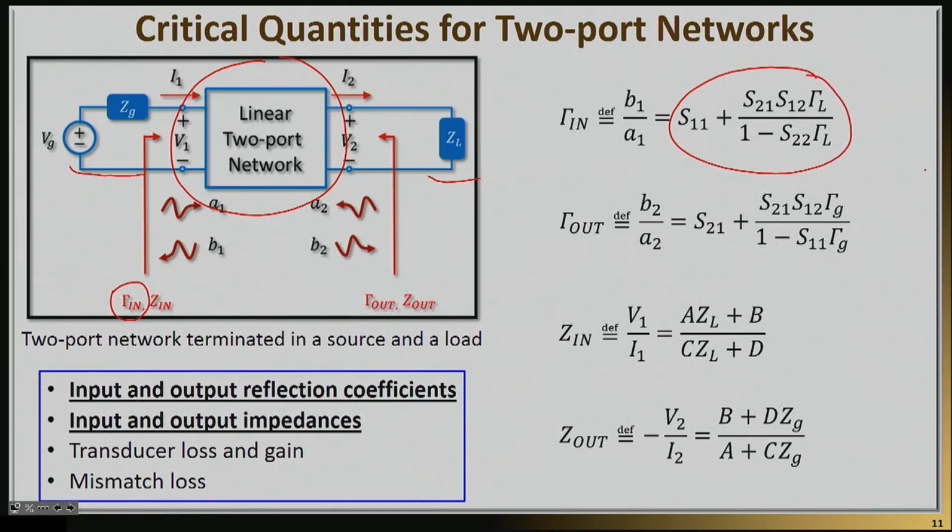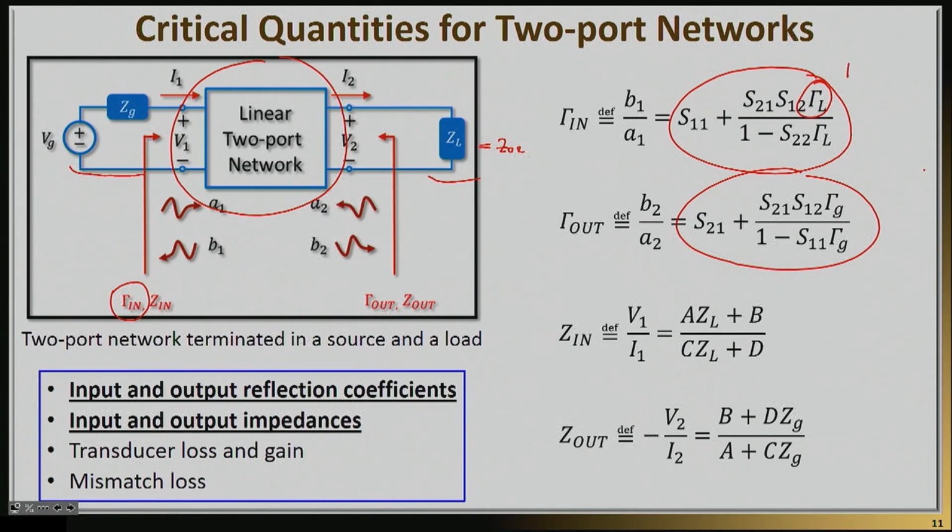Be careful, this is not S11. It would have been S11 if ZL had been equal to Z02. That means that gamma L basically would have been zero. But in general, ZL is not equal to Z02, and so gamma in general is not S11, it is something different. That's probably the only thing that you need to really get in your heads: the reflection coefficient is equal to the S matrix only if each port is terminated to its own characteristic impedance. If it's not, then you have to use these more general equations both for the input and the output.